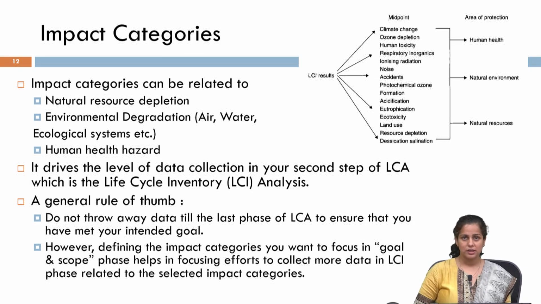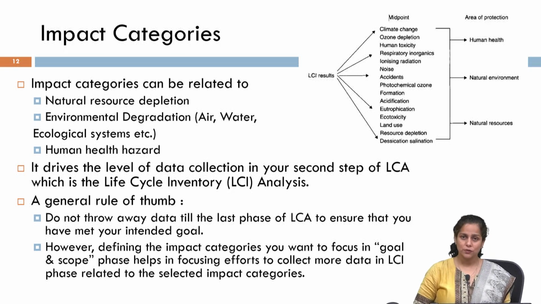So, our areas of protection, the 3 endpoints, are that we are protecting human health, we are protecting the natural environment, but we are also protecting natural resources. So, based on your scope, whether the goal of the LCA is focused on human health protection, natural environment protection or natural resources protection, the kind of data that you will collect is going to be different.